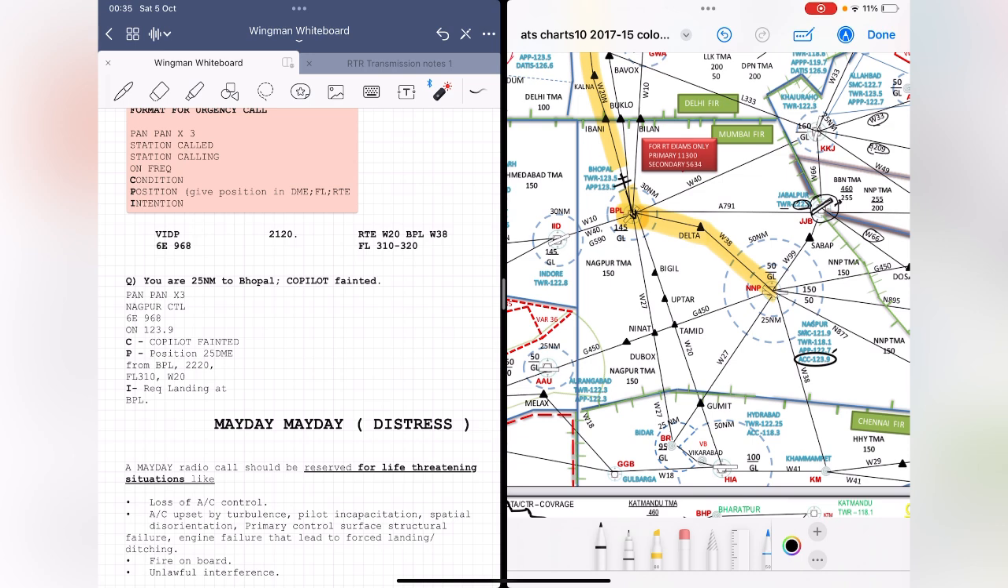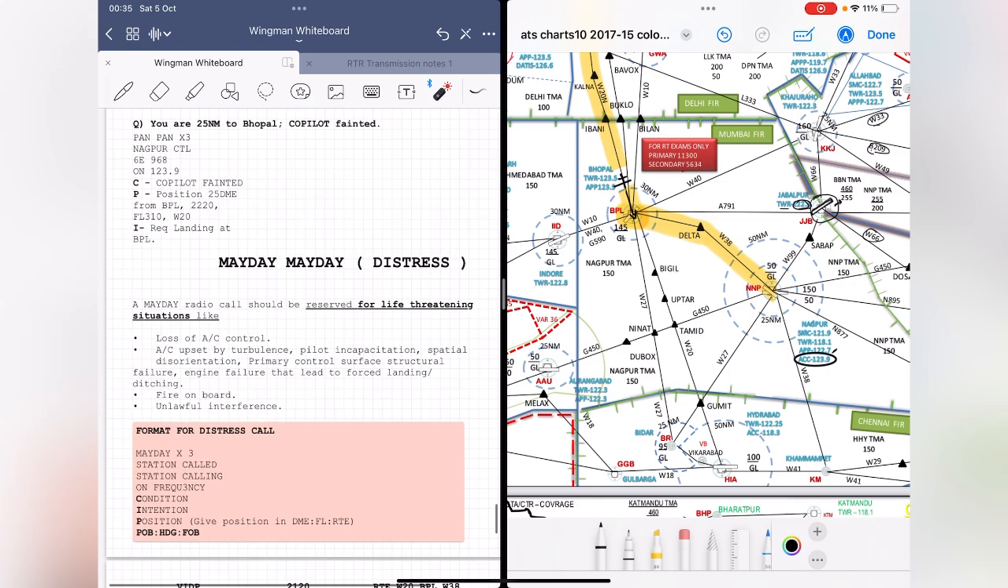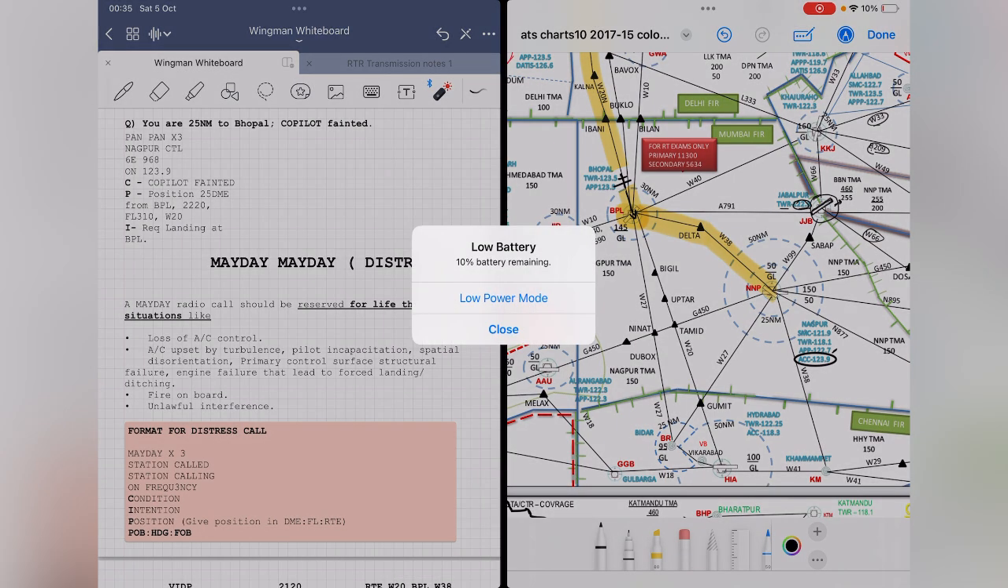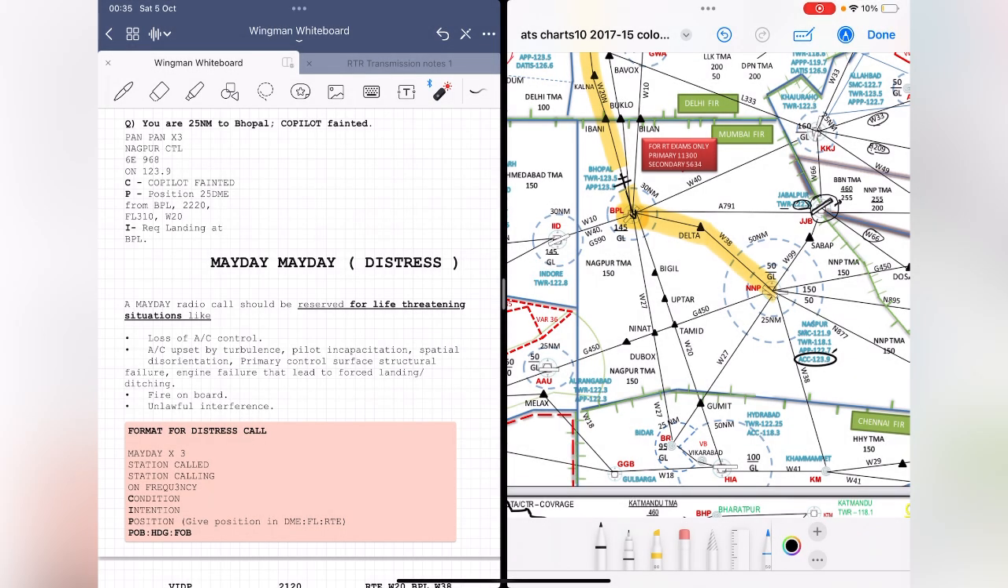Now, let's talk about a Mayday call. A Mayday call is reserved for life-threatening situations. These are situations which potentially could lead to a forced landing and they require immediate assistance. They require an immediate resolution. Why I am stressing so much on immediate resolution is something you'll understand when we talk about the format. These things are all interlinked and this has to come to you naturally, which is why I'm stressing it so much. Now, what are some life-threatening situations?